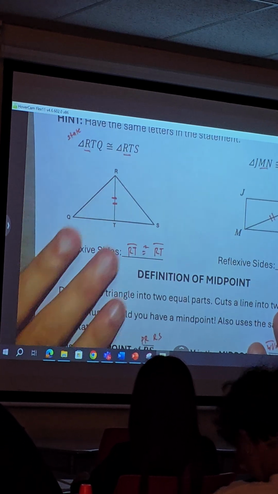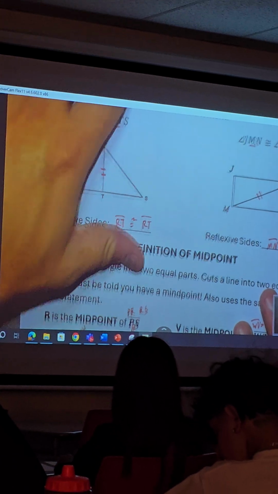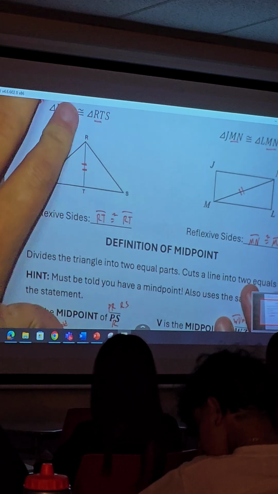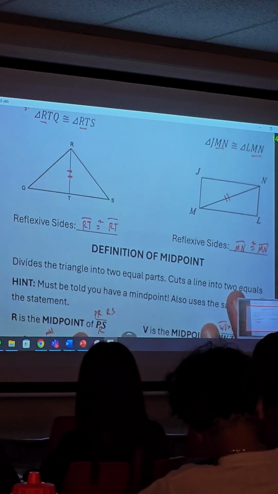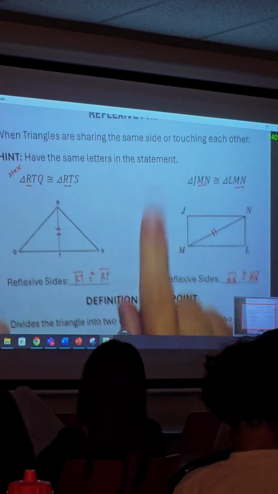So we go with that? Good? Okay, now, this front page is just dealing with sides. So guys, that whole front page is only sides. There's only two ways you can tell me sides are congruent: reflexive property or definition of midpoint. This is the only one you have to be told. This one you gotta look at.